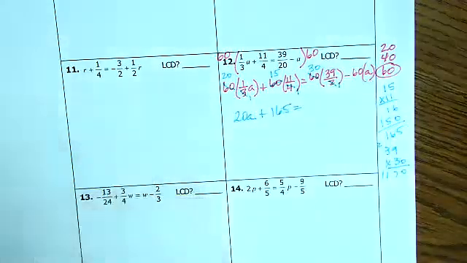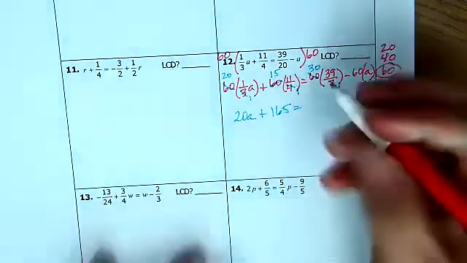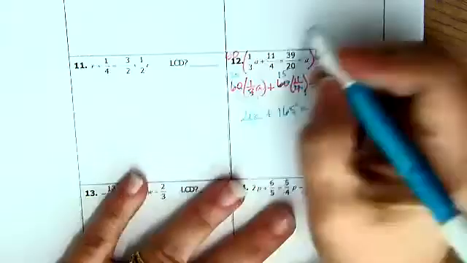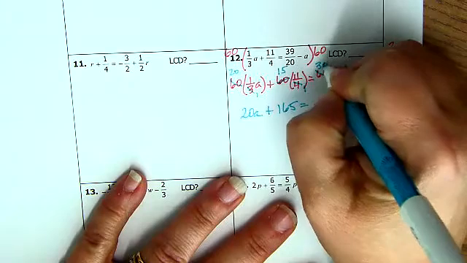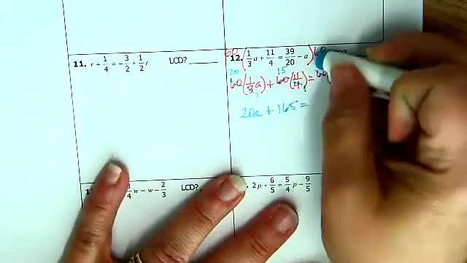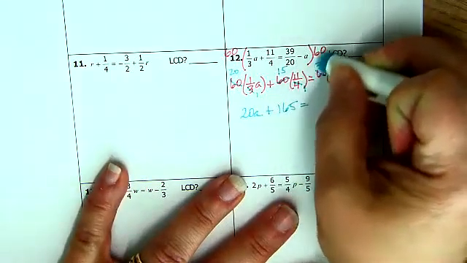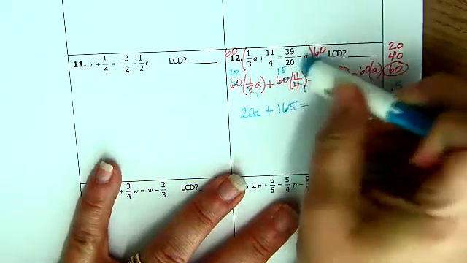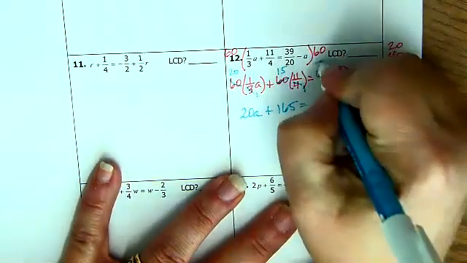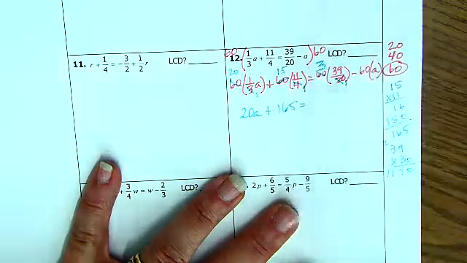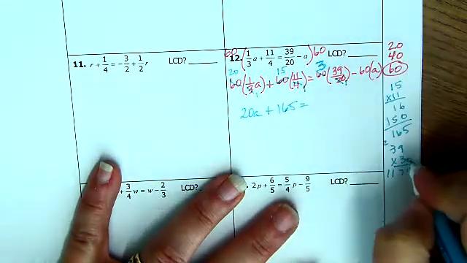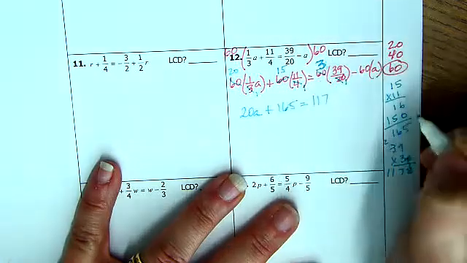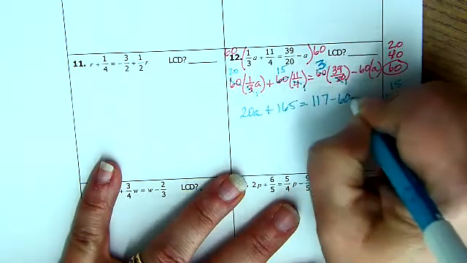Oh, that's not 2, that's 20. Oh, y'all will be catching that mistake Ms. Wilson made. That's 20. So this is supposed to be just 3, because 20 goes into 60 3 times. So yeah, that makes life a little bit easier. So therefore, I don't need those zeros right there. So this is 117 minus 60a.